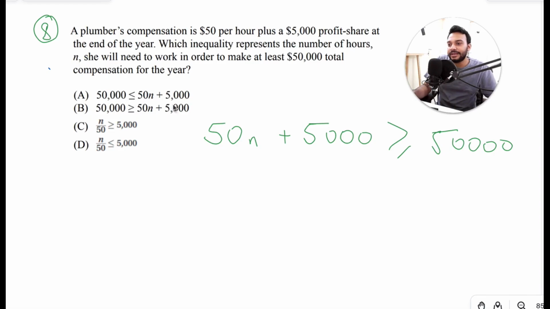So 50,000 less than or equal to 50N plus 5,000. That's the answer. Okay, this was a question on the formation of inequalities, and it was a pretty medium or simple, easy level. Let's go for the next one.